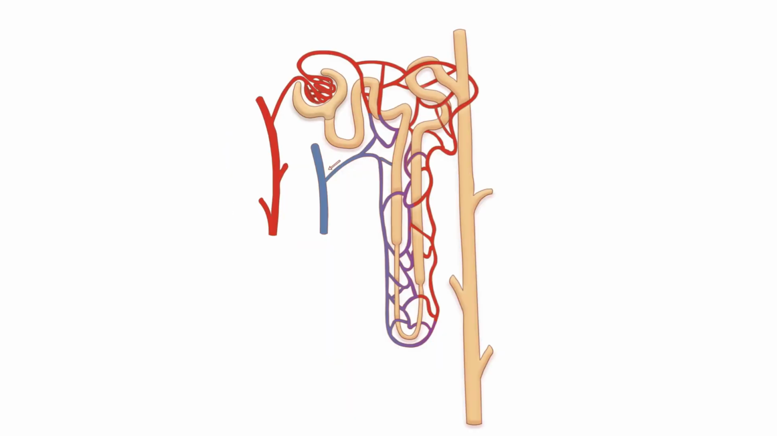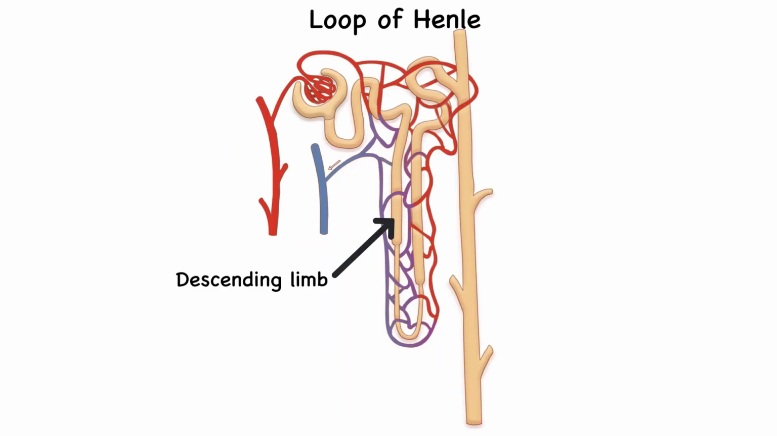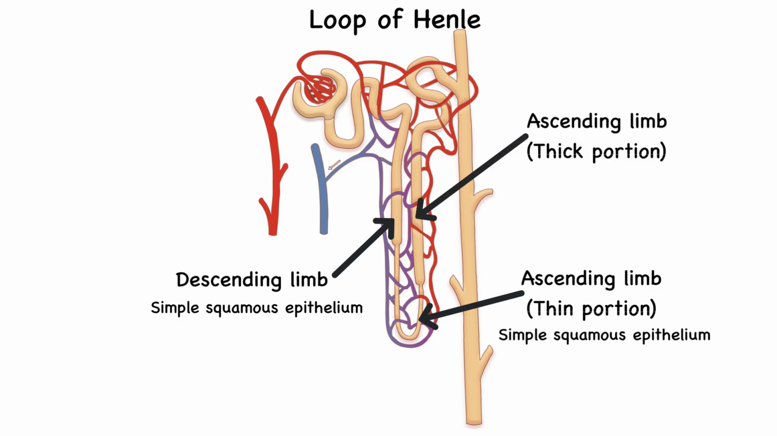The descending limb and the thin portion of the ascending limb are composed of simple squamous epithelium. The thick ascending limb is composed of simple cuboidal to low columnar epithelium.